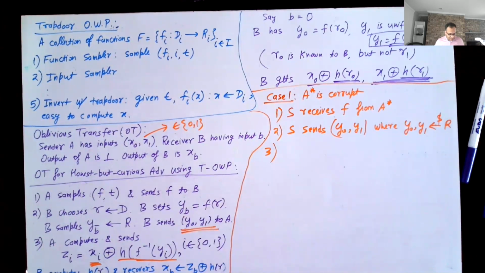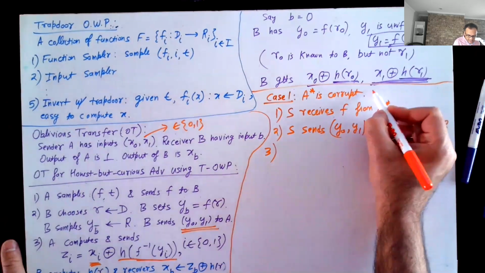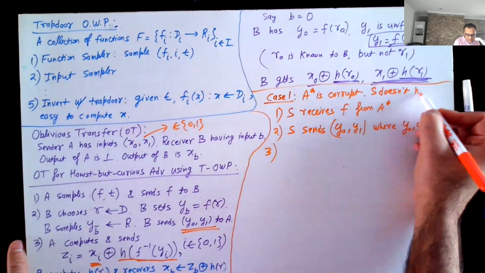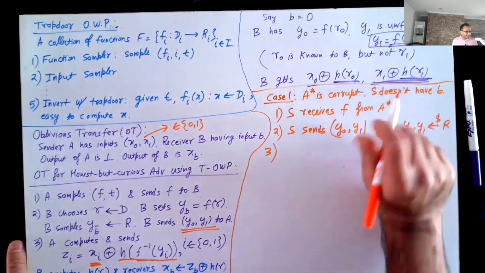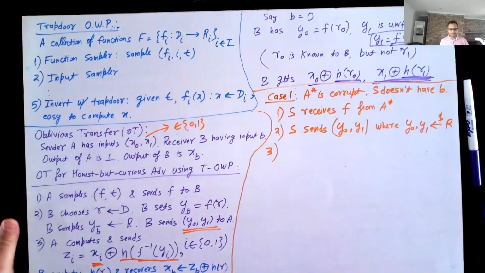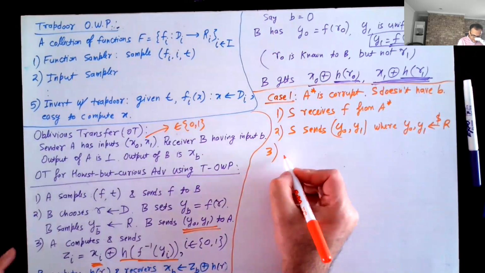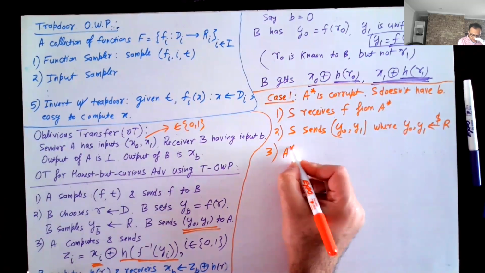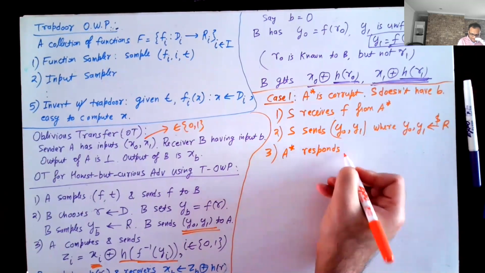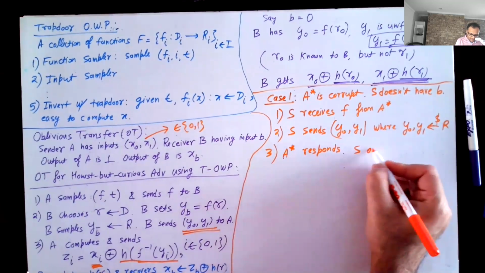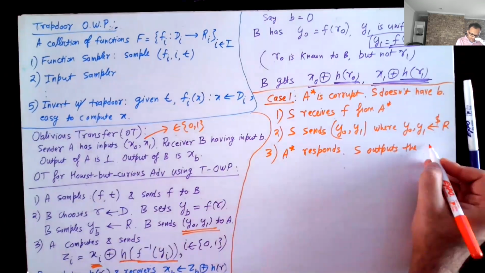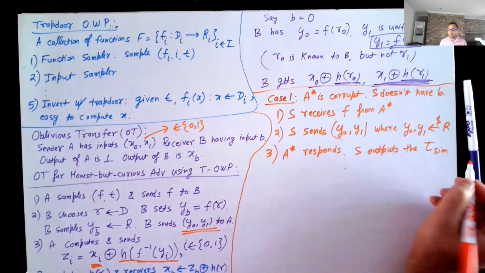So note that S doesn't have B, right? So S cannot follow the second step of the protocol honestly. And then A star responds. S just outputs the whole transcript, tau sin.